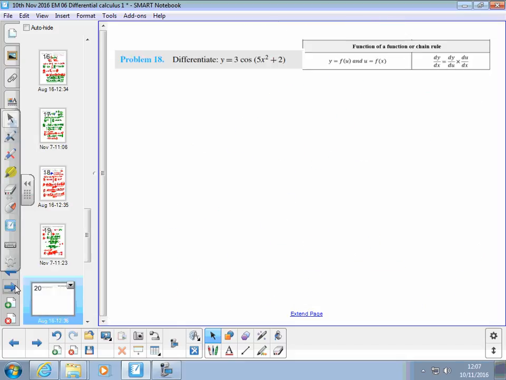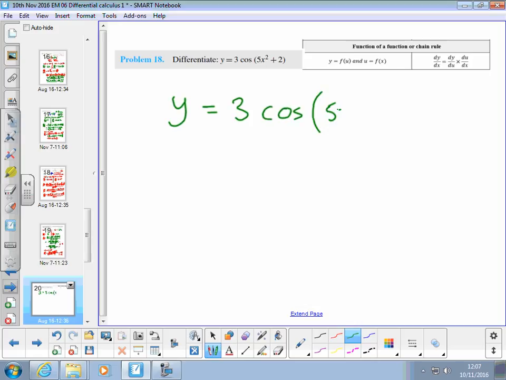Right. Last little bit I want to cover today is the function of a function rule. All right. What we've got here is y is equal to 3 cos 5x squared plus 2. This bit in here is a function.